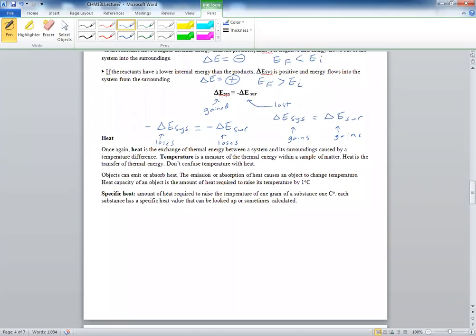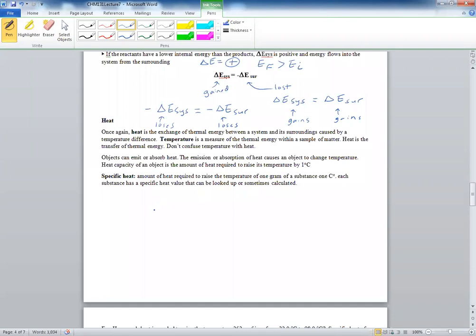Now, while we're here, let's quickly talk about heat. Heat, as we discussed, is the exchange of thermal energy between the system and the surroundings. Remember, they have to have a temperature difference. But do not confuse temperature and heat. They are not the same thing. Temperature is used to determine the heat flow, whether it goes from the system to the surroundings, but they're not the same. Temperature is the measure of the thermal energy within the sample of matter.